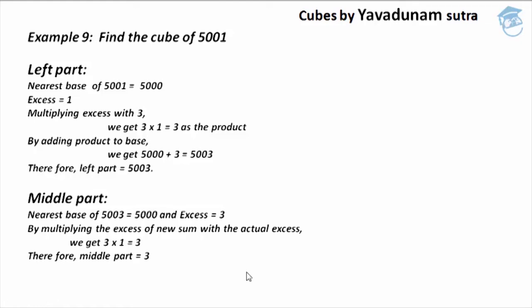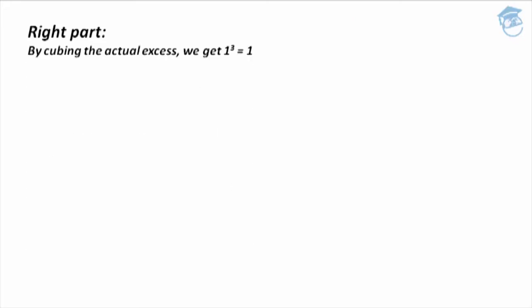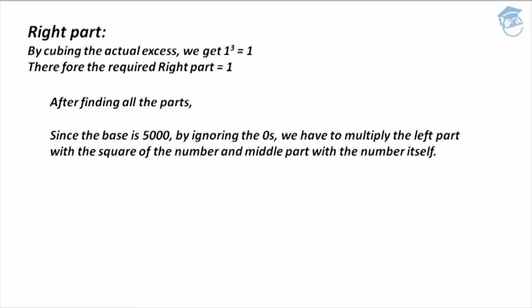After finding the middle part and now moving to the next part of the procedure, that is the right part, the first step is to cube the actual excess we have got. By cubing the number 1, we get 1 as the answer itself. So this 1 is regarded as the required right part. So friends, now we have found the left part, the middle part and the right part. Now the base we have taken is 5000, and by ignoring the zeros, we have to multiply the left part with the square of the number, that is 5 squared, and the middle part with the number itself, that is 5.